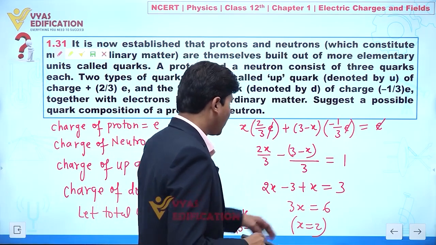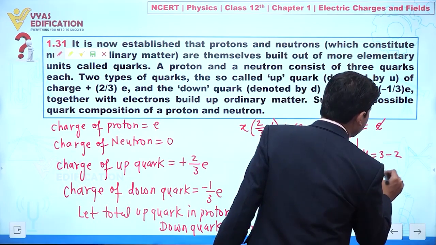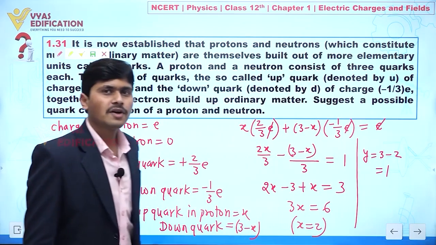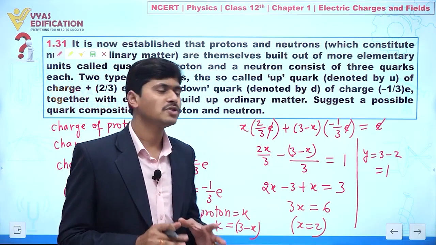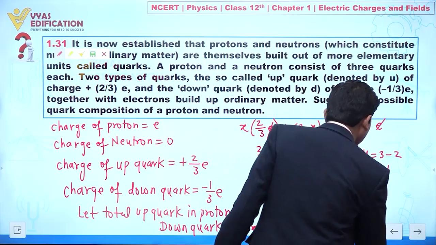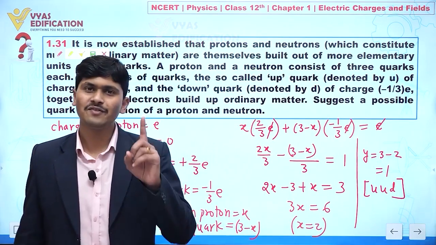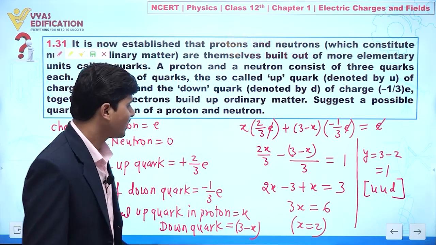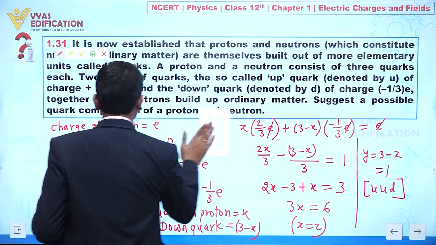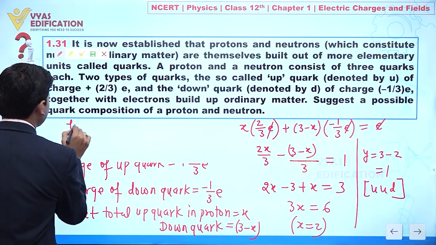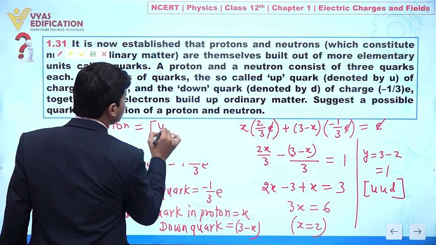Yes or no? So we have 2 up quarks, and if we calculate y, this is 3 minus 2, we can see 1. Clear? So for a proton, what is the composition? I can say for a proton we can write UUD. 2 up quarks we have, and we have 1 down quark. Yes or no? Clear? So for a proton, the composition we have is UUD.